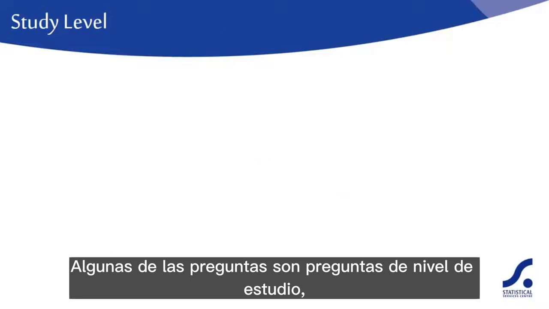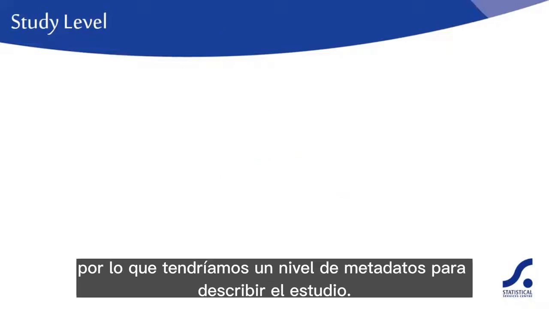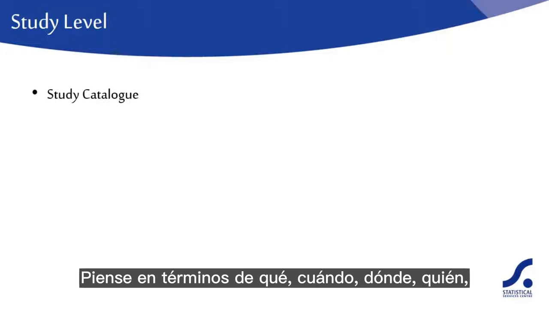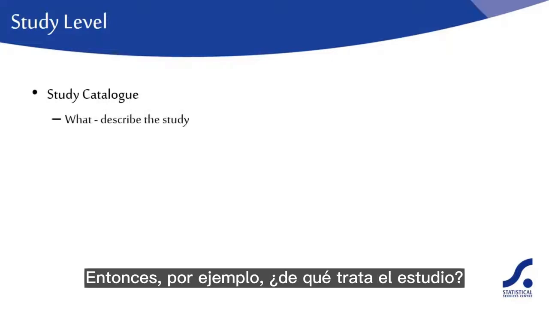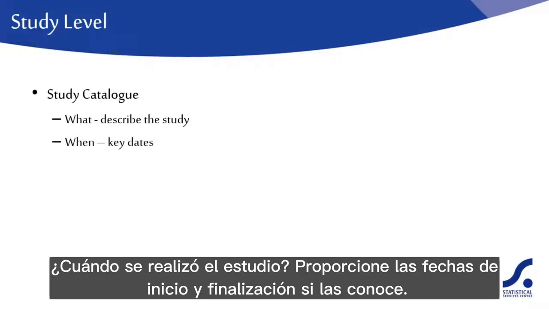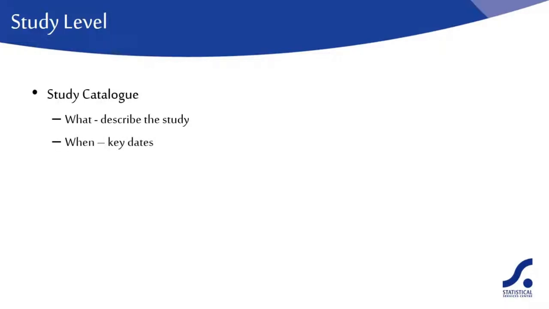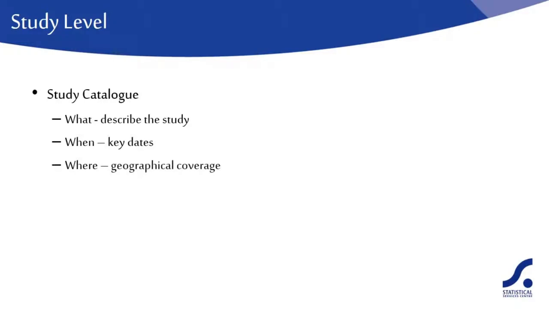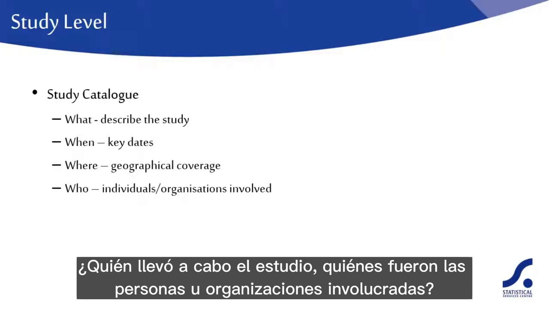Some of the questions are study level questions, so we would have one level of metadata to describe the study. We refer to this as the study catalogue. Think in terms of what, when, where, who. So for example, what is the study about? When was the study carried out? Give start and end dates if known. Where was it done? Describe the location. Who carried out the study? Who were the individuals or organisations involved?